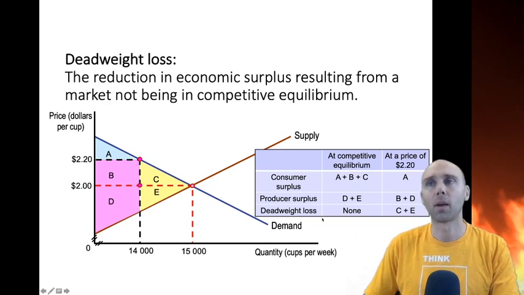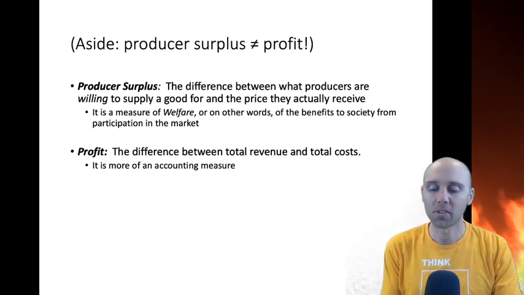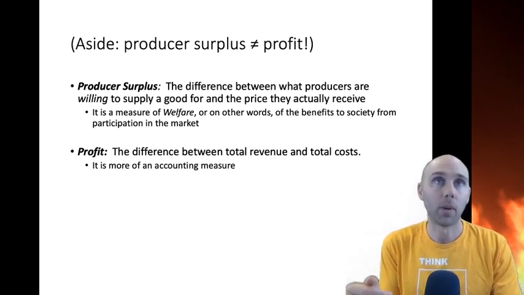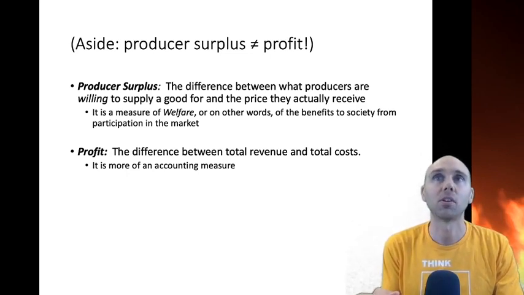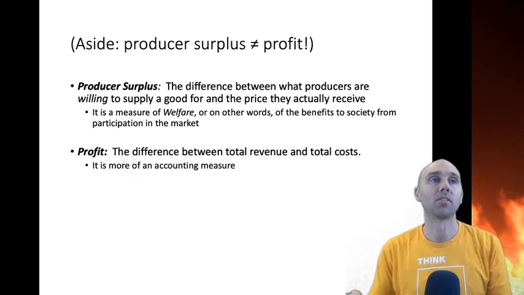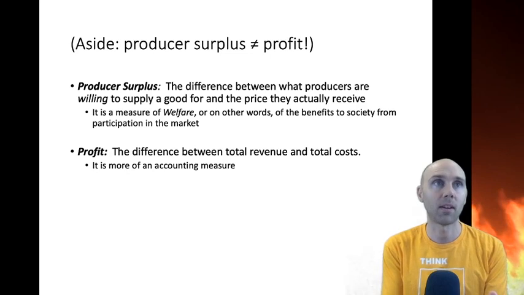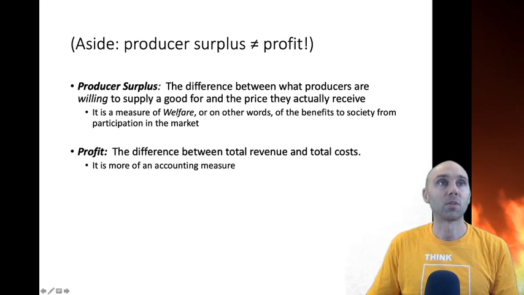By the way, when we talk about producer surplus, we're not talking about profit. What we're talking about is almost an abstract concept. It's about welfare in the sense that it's the difference between what producers would have been willing to supply a good for and the price that they actually receive. So it's a measure of welfare, or in other words, what's the benefit to this group of society from being able to participate as opposed to not being able to participate. Profit, on the other hand, is the difference between total revenue and total costs, and it's much more of an accounting measure.